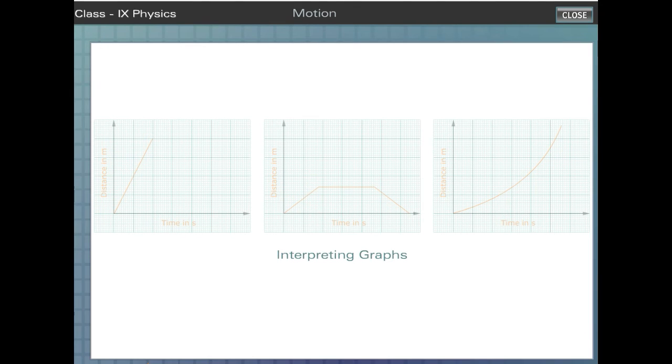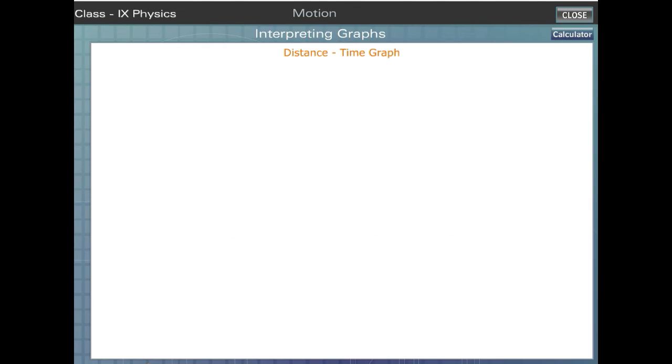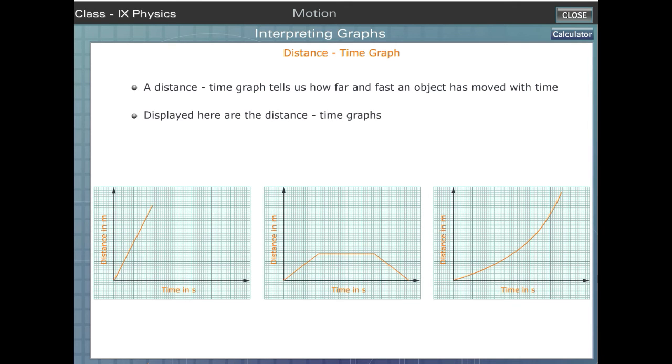Interpreting graphs. Distance time graph. A distance time graph tells us how far and fast an object has moved with time. Displayed here are the distance time graphs. Click on each graph to know more.